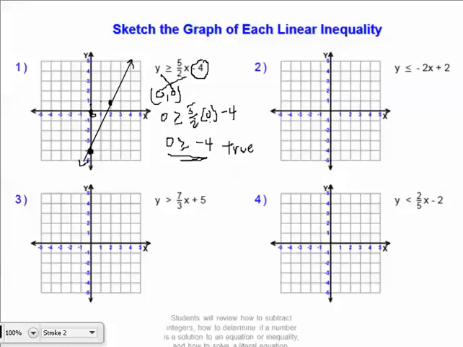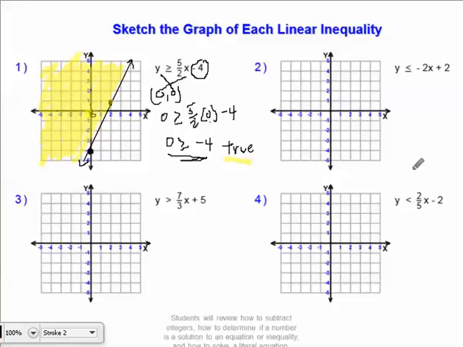If it's true, I'm going to take my little shading and shade on the side of the line that has the 0, 0 on it. How do I decide which side to shade on? I don't memorize things. I don't try to remember which side to shade on. I pick a point not on the line and I test it in the problem to make certain it's true. If that point is causing it to be a true statement, I shade that side. Well, what if it's not true?